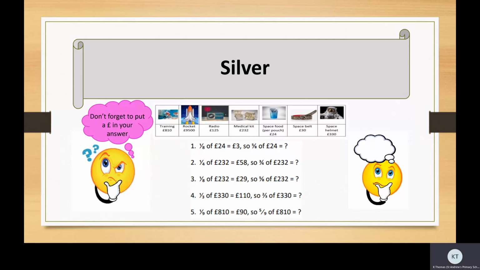3 times 5 is £15. So 5/8 of £24 is £15. Because if I know this, then I know that. And all the other questions are in a similar way. First, you have to work out what 1/8 or 1/4 is, and then you can use that information to help you work the fractional quantities out.